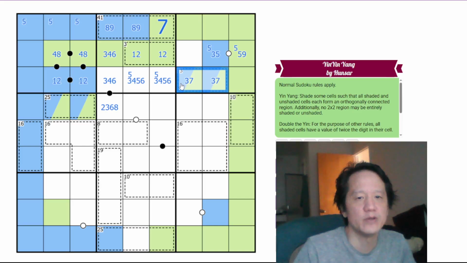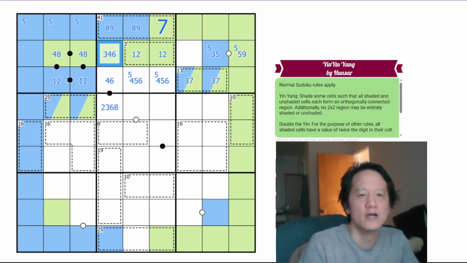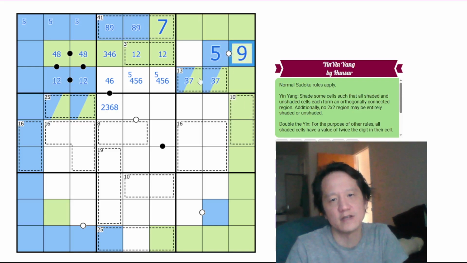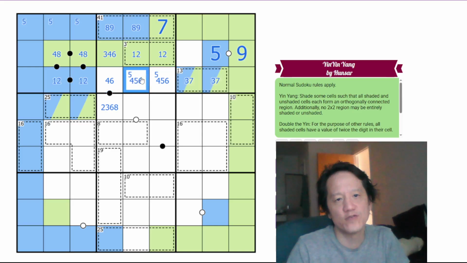So this cannot be 4 and 5. It can't be 5 doubled with 3, because we have the same problem. 6 doubled would have to be with 1, but the 1-2 pair eliminates 1 from there. So this must be a 3-7 pair, which eliminates 3 and 7 in the rest of the row and the rest of the box. So this has to be 5 and 9. This 4, 5, 6 triplet eliminates 4, 5, and 6 in the rest of the box.